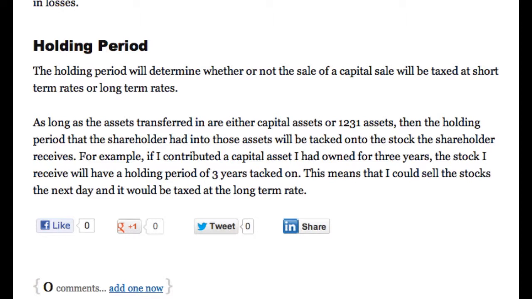So what this means is the next day after the contribution, hypothetically, I could sell the stock and it would be taxed at the long-term rate as if I had owned it for 3 years, like I owned the property that I contributed to the corporation.